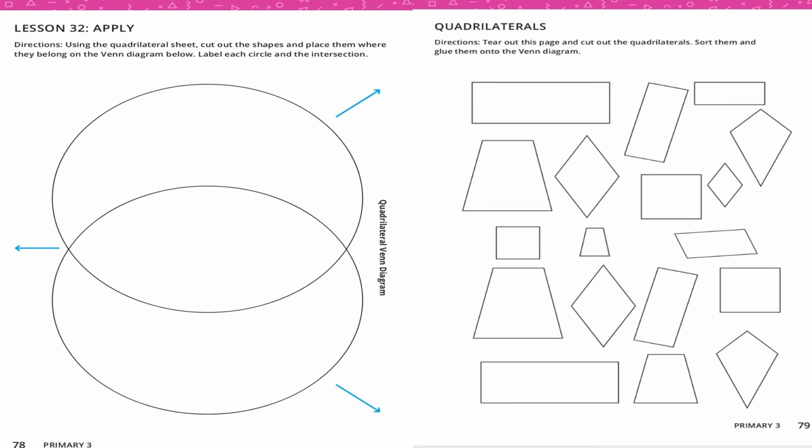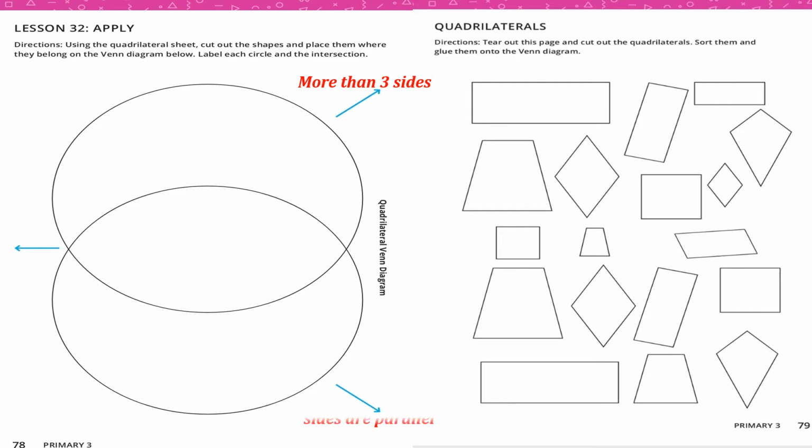Lesson 32. Here we have Venn diagram. Venn diagram is a strategy we use to sort our shapes. We will sort our shapes according to some features or some attributes. I will write it. In the first circle here, we have more than 3 sides only. So from these shapes in the right page, we will pick only the shapes with more than 3 sides and put them in the first circle.